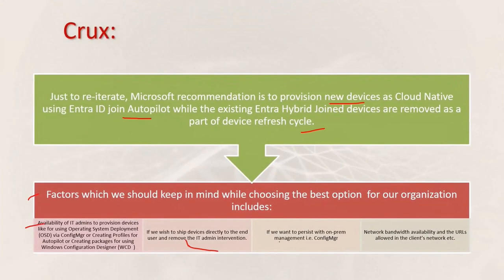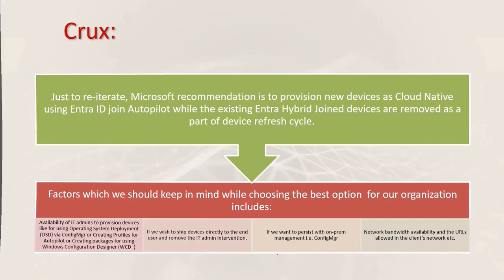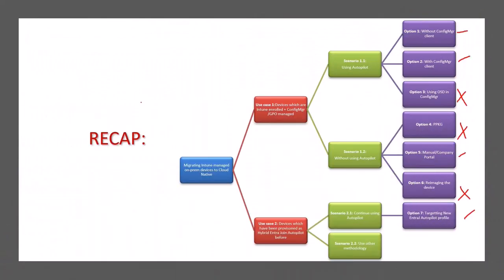Then the next determination criteria: if we want to persist with on-premise Config Manager, or if we don't want to persist with it. Microsoft suggests not to continue with on-premise Config Manager unless there is some very typical use case which you're not able to achieve via Intune. So let's say you want to go ahead with on-premise Config Manager, then your options are this one, and pretty much these two, right?